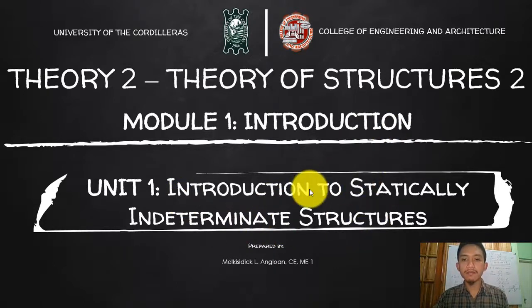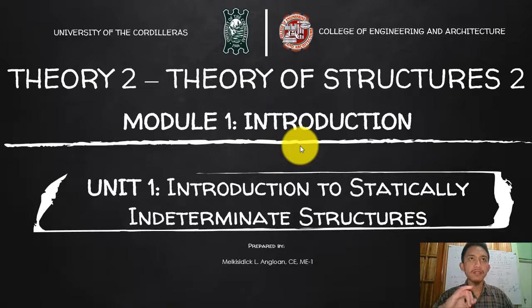So in your Theory 1, that is the analysis of determinate structures. If you say determinate structures, those structures can be solved by the three equations of statics: the summation of forces x, forces y, and then summation of moments. Those are the three equations of statics, or what we call the equations of equilibrium. So that is your Theory 1. Now we will proceed with indeterminate structures. That is your Theory 2.